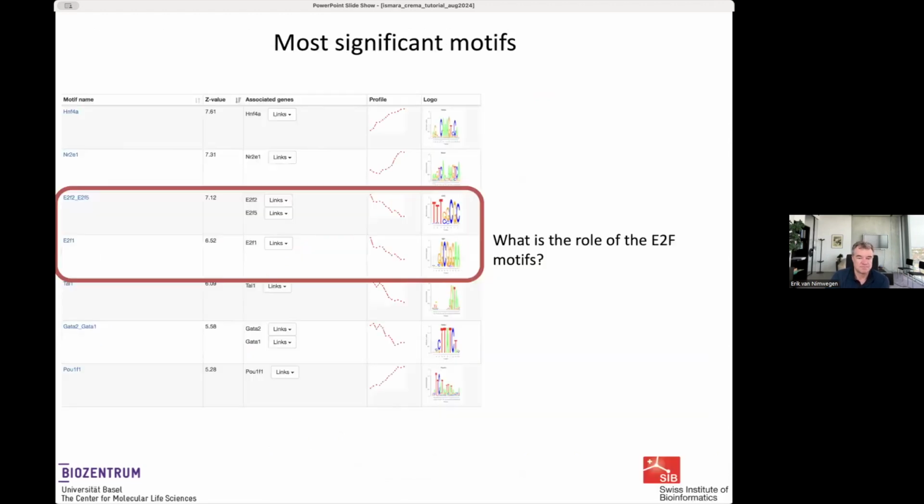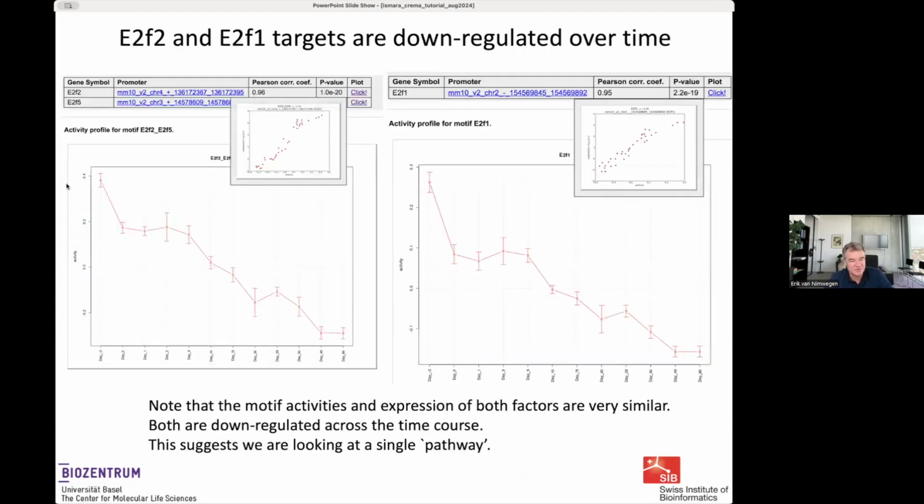All right. I have here another example of another motif, E2F2 and E2F1. Both of these are downregulated over time. The transcription factor expression correlates very well with this downregulation. And the fact that these things are going down with almost exactly the same activity profile and the same expression suggests this is maybe one pathway.